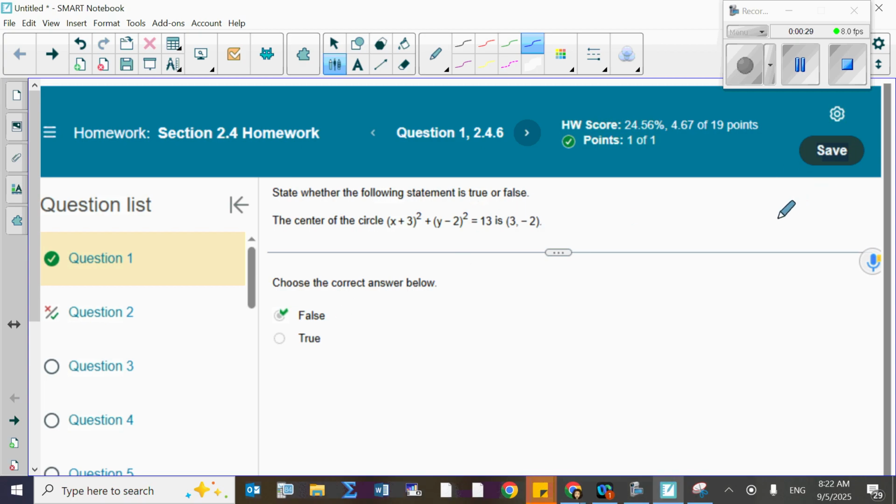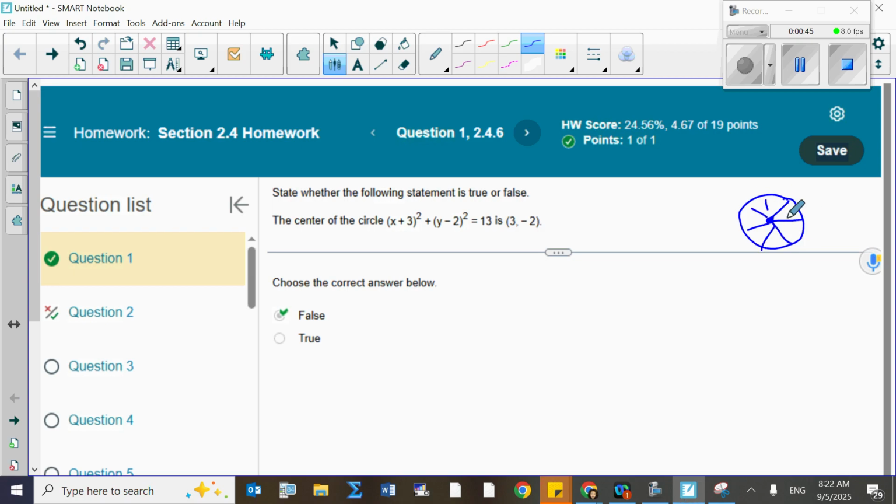So first of all, we know that the definition of a circle is the set of all the points that have the same distance from one specific point that we call the center. So all these points have the same distance from the center, and this distance is called r. The equation is x minus h squared plus y minus k squared equal to r squared. H and k are the coordinates of the center and r is the radius.